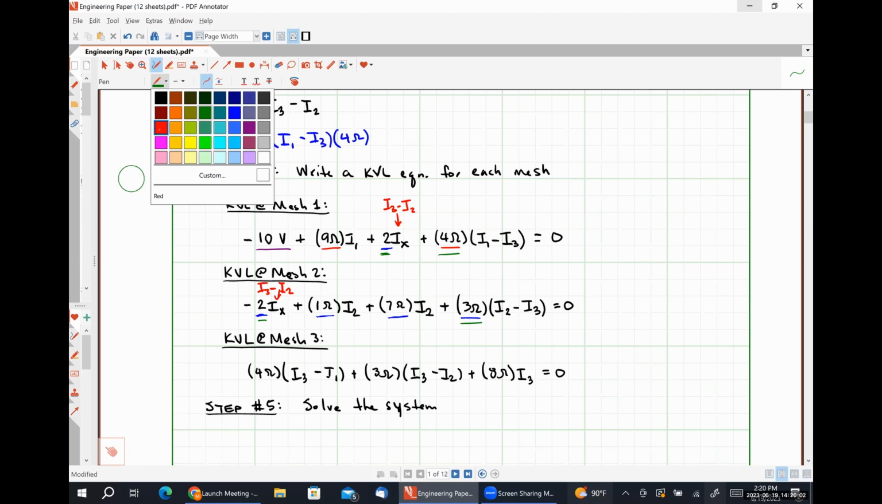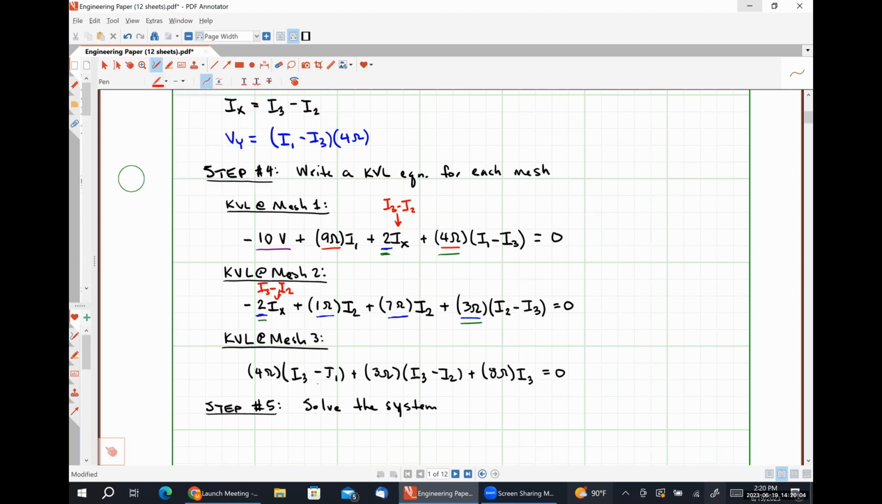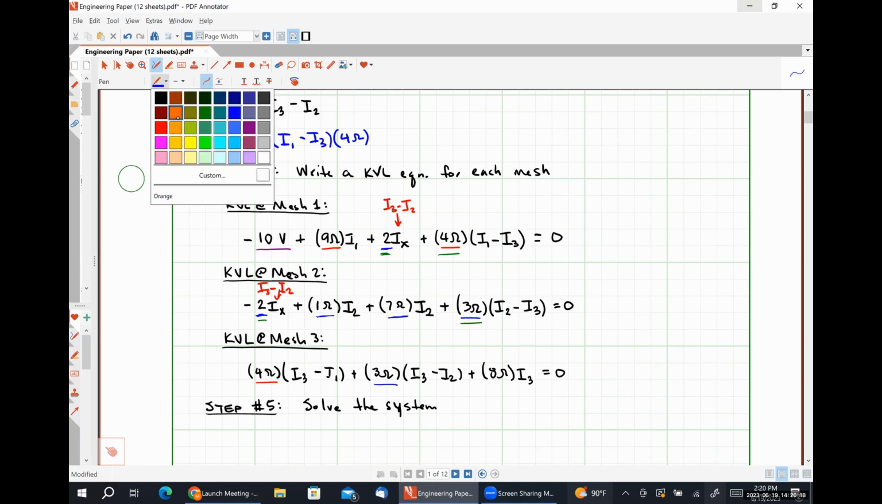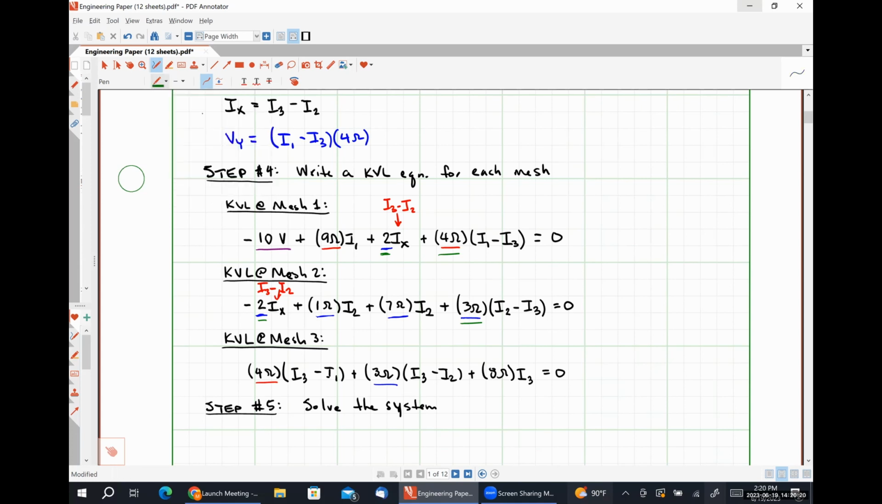For my third equation, my coefficient for I1 is going to be negative 4. My coefficient for I2 is going to be negative 3. And then my coefficient for I3 is going to be 4 + 3 + 8. And my constant term is 0.